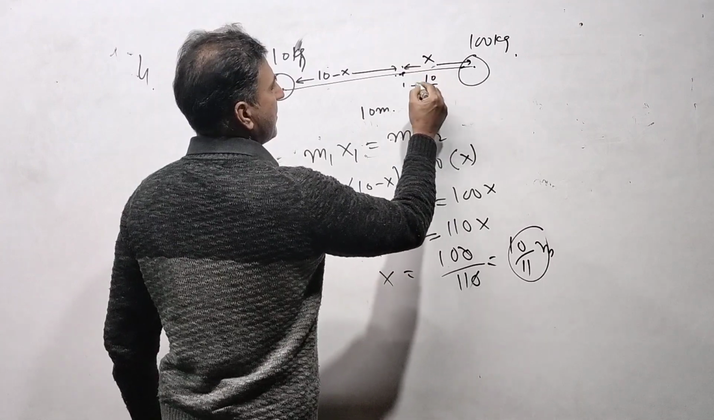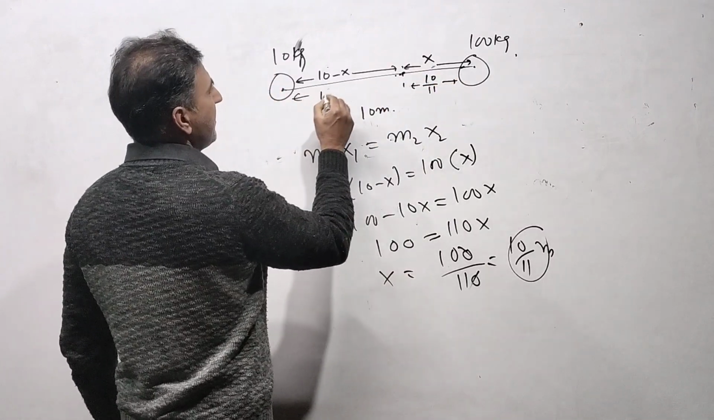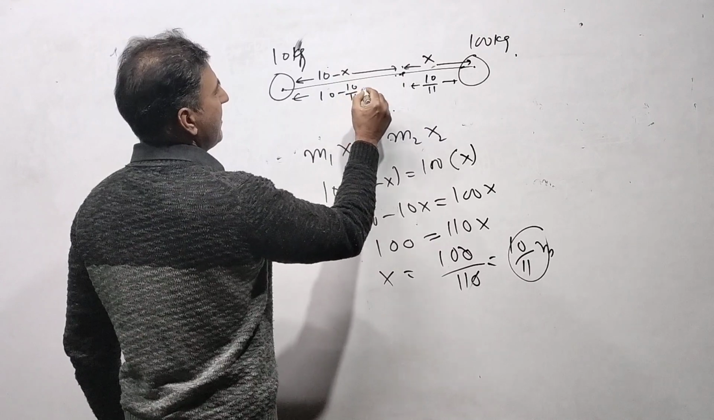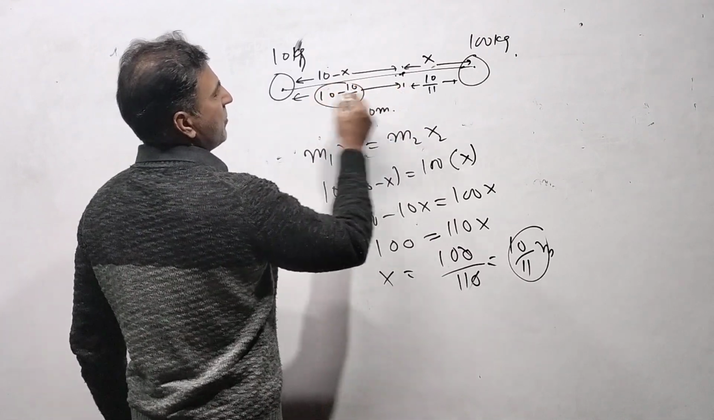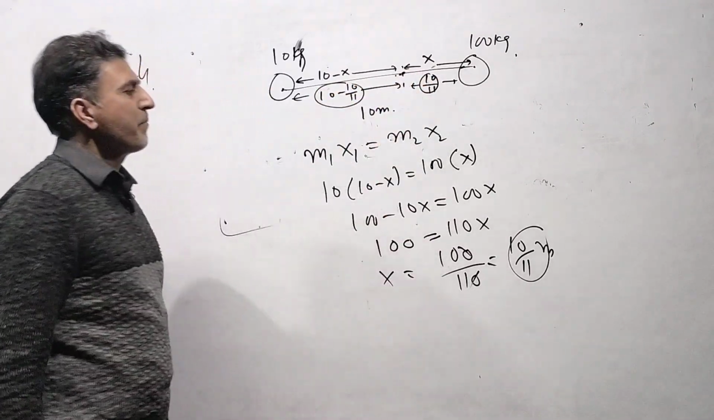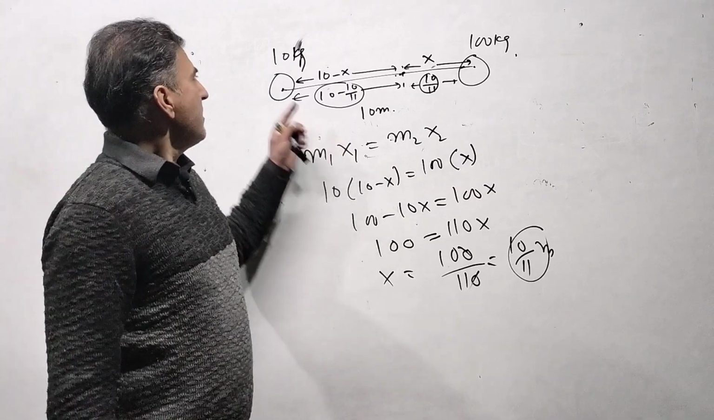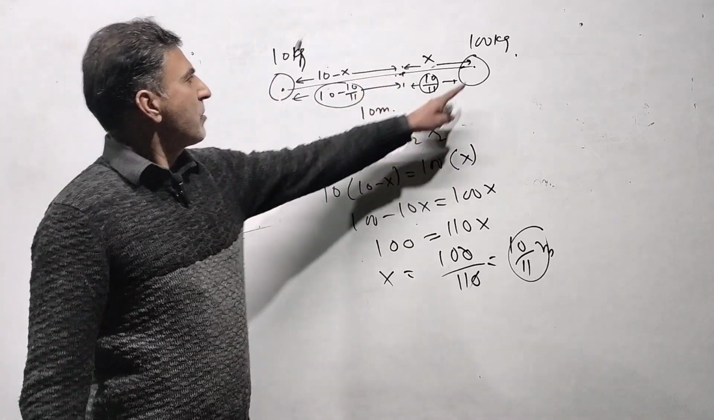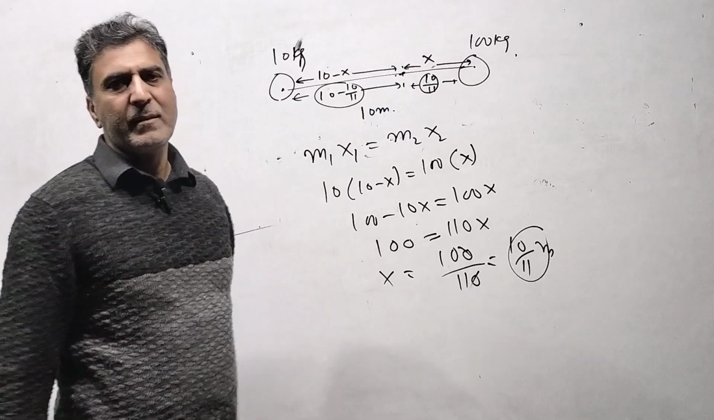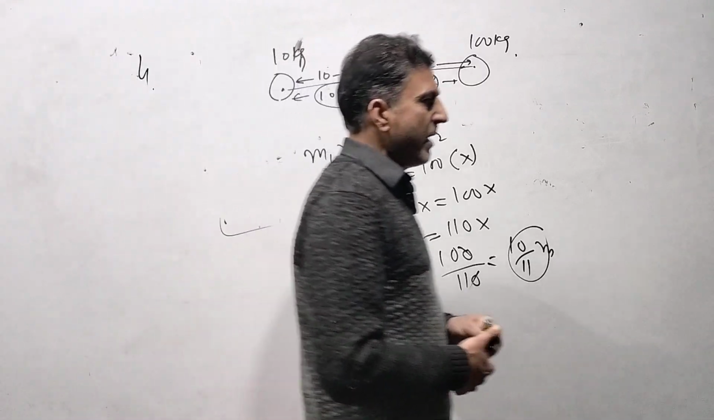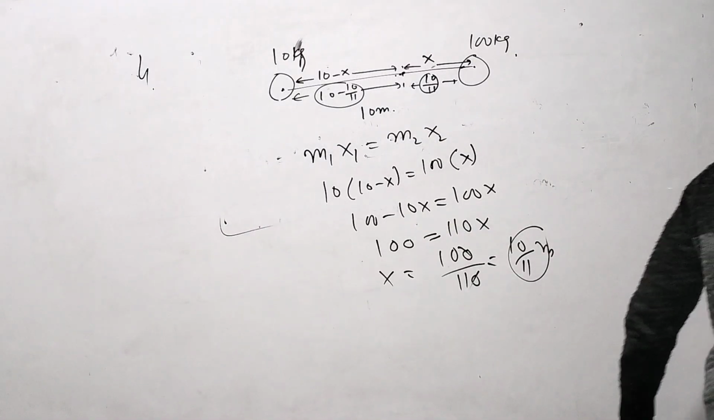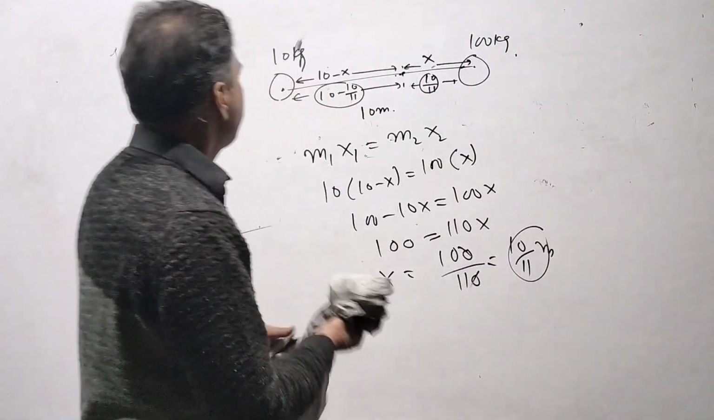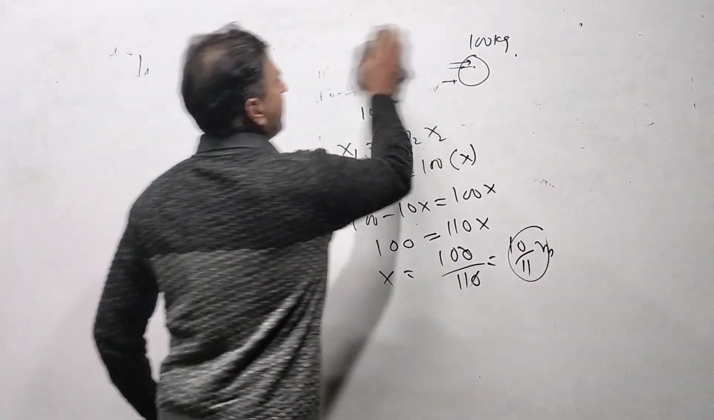How much should be this? 10 minus 10 by 11. That you can find. You can find this, you can find this. So the rule is this mass into this distance is equal to this mass into this distance. m1 x1 is equal to m2 x2. Okay, that's one point. Fifth point.